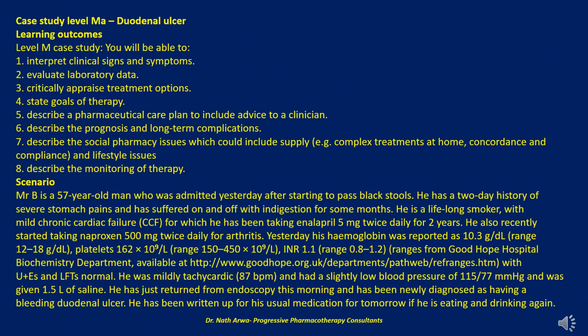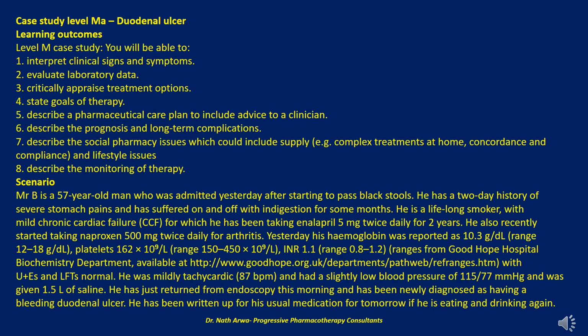Next we will look at case study level M involving duodenal ulcer. Let's begin with the learning outcomes. At the end of level M case study, you will be able to accomplish the following. 1. Interpret clinical signs and symptoms. 2. Evaluate laboratory data. 3. Critically appraise treatment options. 4. State goals of therapy. 5. Describe a pharmaceutical care plan to include advice to a clinician. 6. Describe the prognosis and long-term complications.